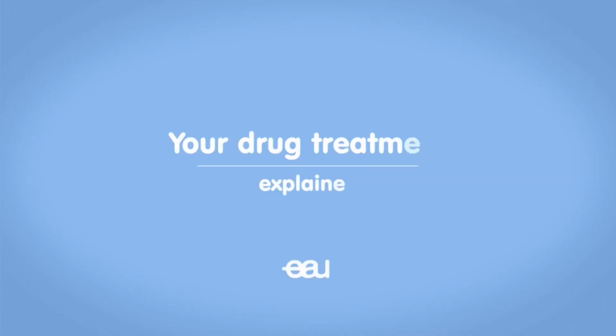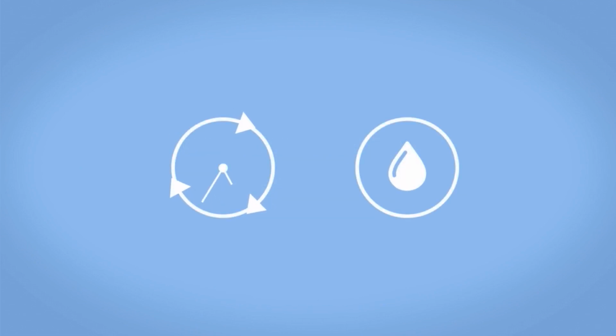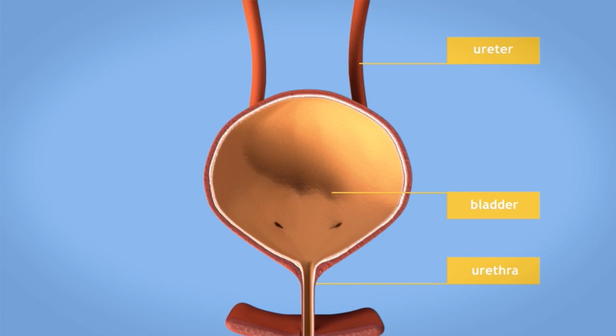Your doctor has recommended that you receive drug therapy for your overactive bladder. The goal is to reduce the urge to urinate and the number of times you need to go, as well as to prevent accidents. Drug therapy with antimuscarinics or with a beta-3 agonist can help. This animation shows how these drugs work in your body and what side effects you may experience.